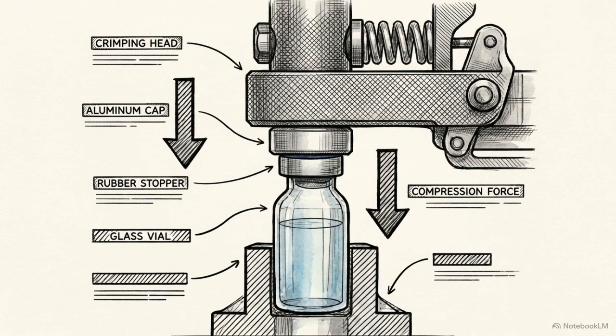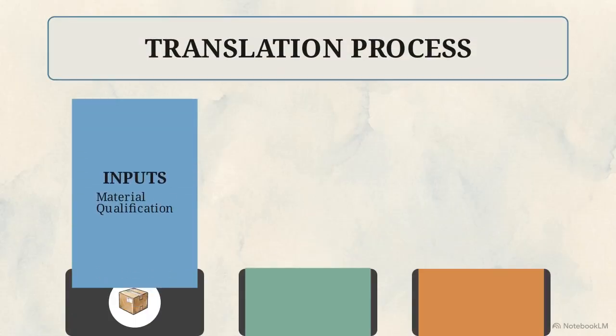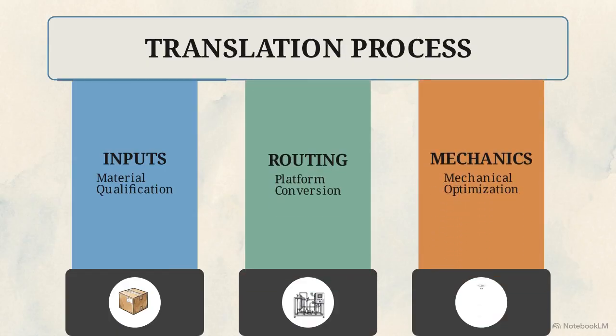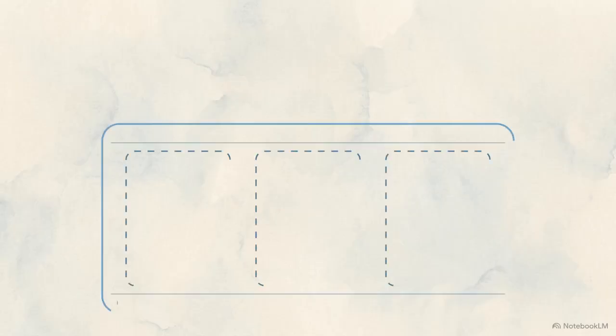These three vectors, material qualification, platform conversion, and mechanical optimization, form the essential framework for scaling up a biotherapeutic. An acceptor facility is never a blank canvas. To scale a therapeutic, engineers treat the manufacturing plant as a rigid set of physical boundaries and re-engineer the biological process until it fits.